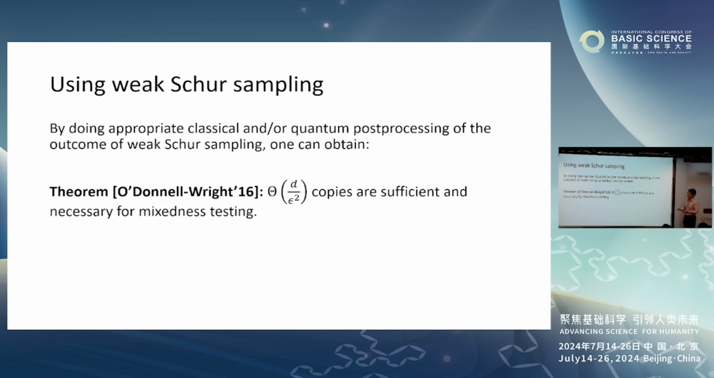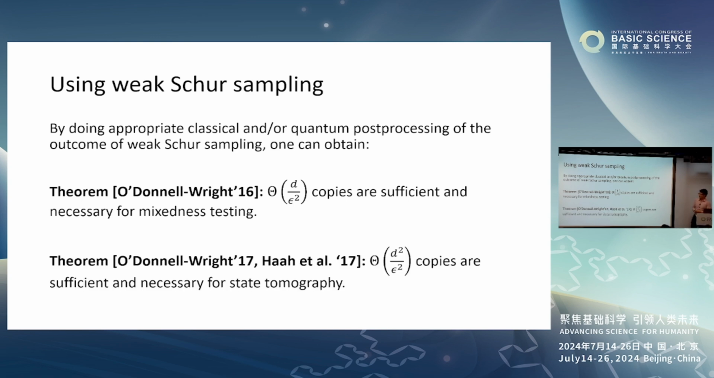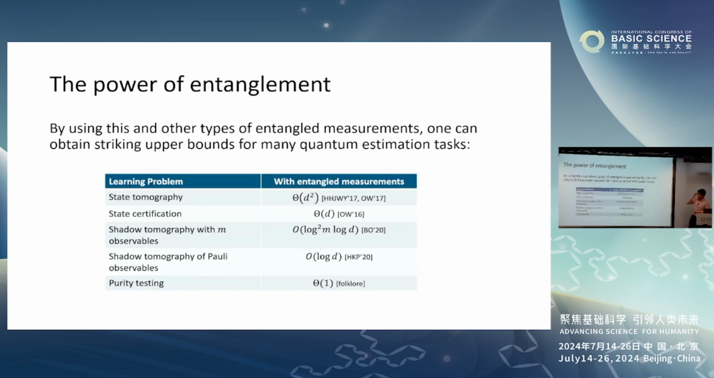So these are, for instance, a rate obtained by O'Donnell and Wright, saying that for mixedness testing, you need d over epsilon squared copies to solve it using some sort of entangled measurement. And also for tomography, which was the problem of learning my state, it turns out the right answer is d squared over epsilon squared. And these are all in trace norm. And there are many other settings as well where one can use this.